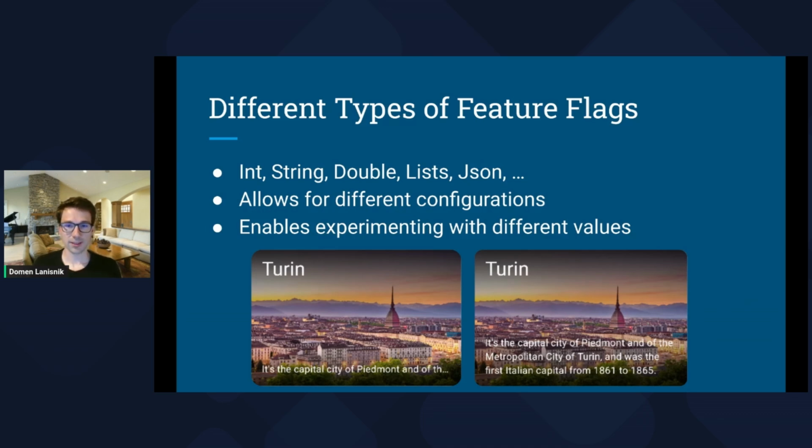And this helps us experiment with different values, so we can figure out what causes a better conversion rate, or in this case, a click rate, like which users would click more on this card, the ones who see 1 line or the ones who see 3 lines.